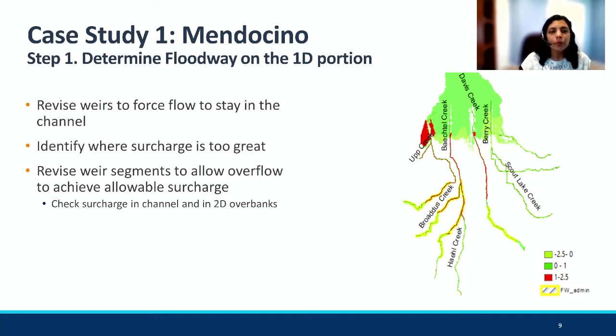Of the 4 steady streams with administrative floodways, only the Davis Creek has increases in water surface elevation within 1 foot for the administrative floodway limit of steady. For the other streams on the west, the surcharge limit is exceeded and we need to determine the overflows to achieve the allowable surcharge.